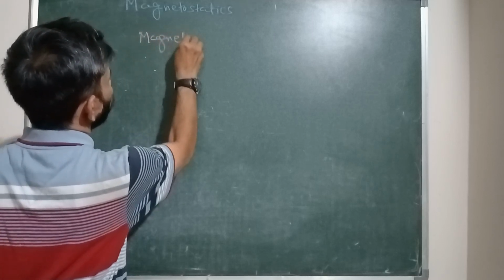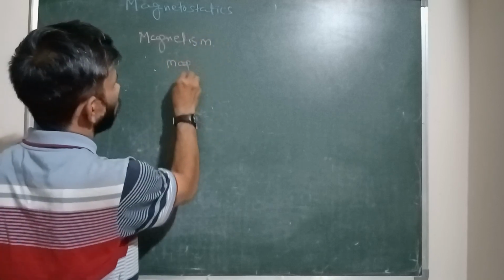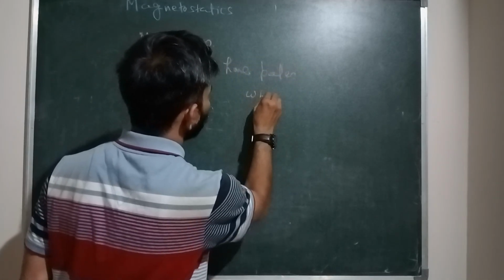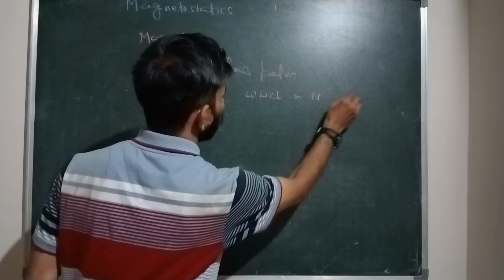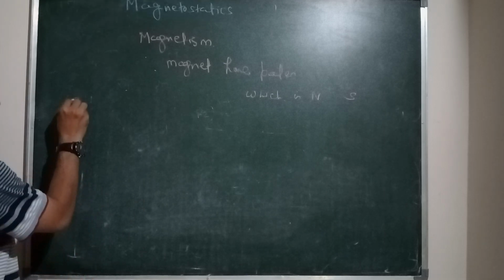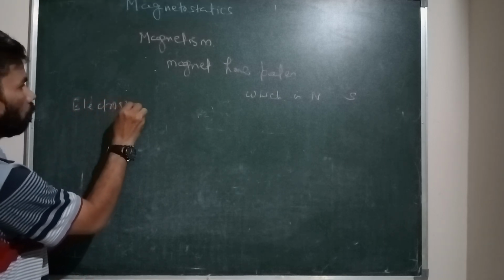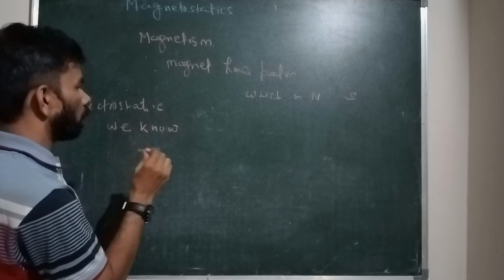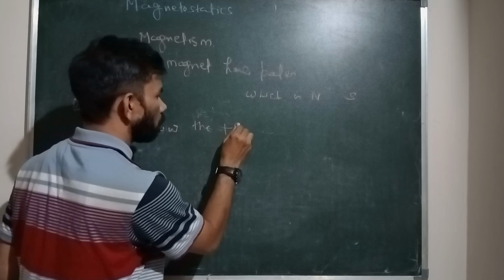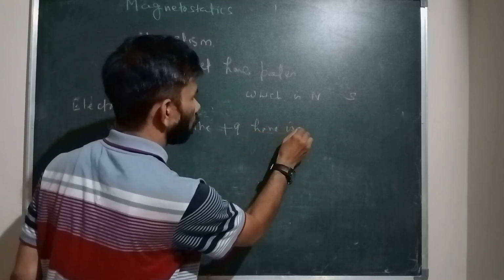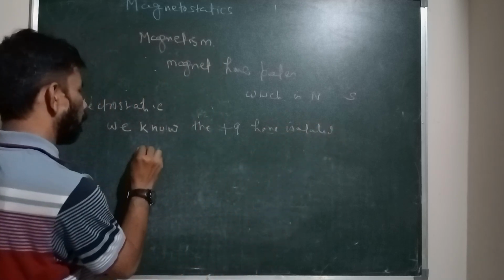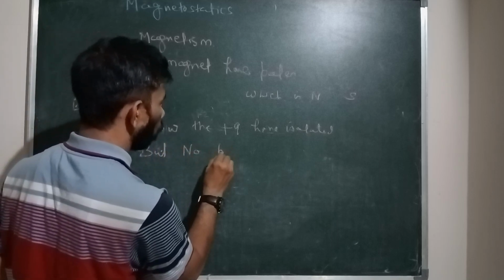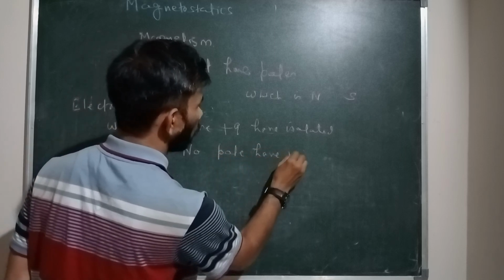A magnet has poles, which are north and south. In electrostatics, we know the charge can be isolated, but in the case of magnetism, no pole can be isolated.